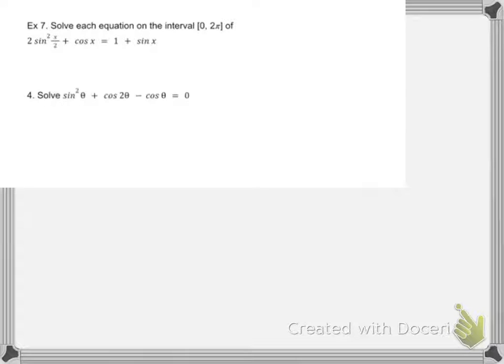Okay, so this one says, for number 7, solve the equation in the interval of 0 to 2 pi of, and then it gave us our equation. To solve this, we have to know that this is your half angles happening here.